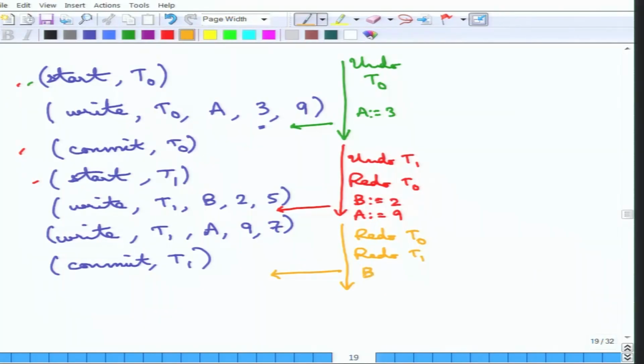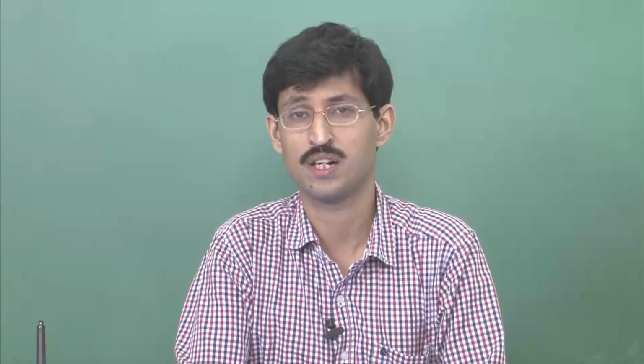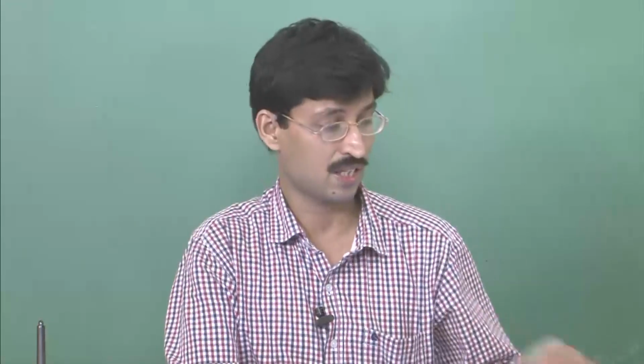Because otherwise the value of A will be wrong. So after this is done, the new value of B is written, and A is the new value, which is 7. If this is not done in this order, then A will be wrong. This is just like the previous scheme. So that's the point of these two recovery management systems, the deferred database modification scheme and the immediate database modification scheme. Just to summarize, deferred means the writes are deferred till it commits, and immediate means the writes can go immediately after it has been written on the log, but the log record must be written first.